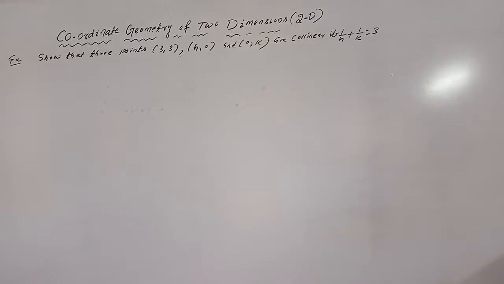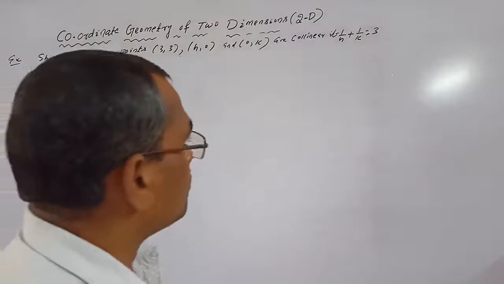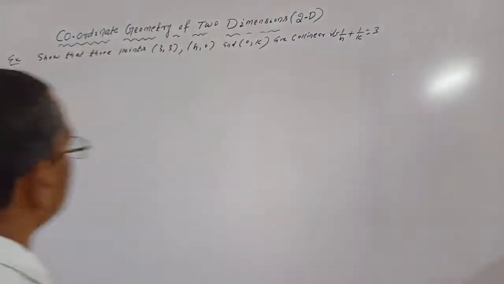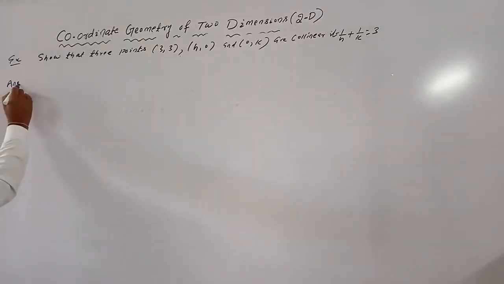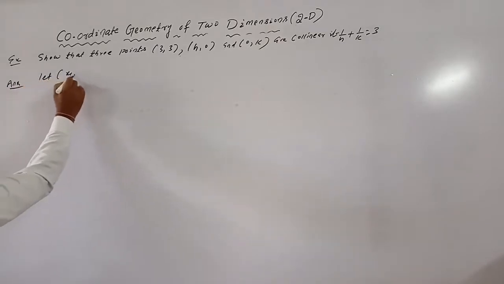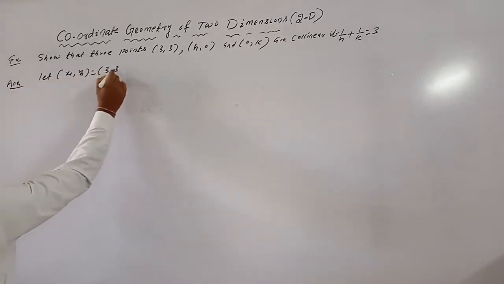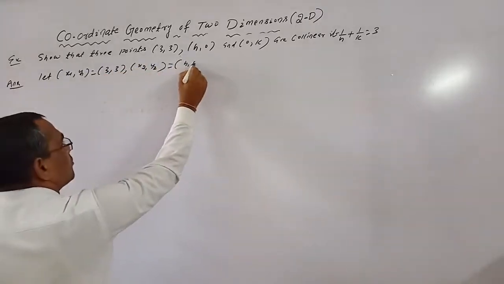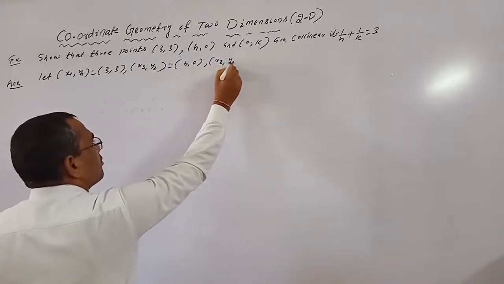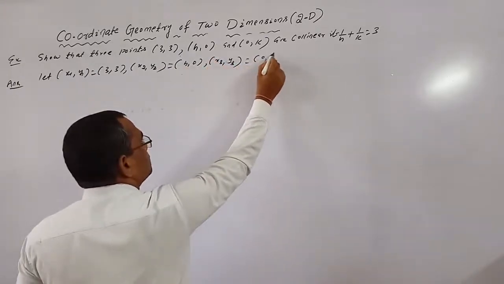Prove that the points (3, 3), (h, 0) and (0, k) are collinear if 1 by h plus 1 by k equals 3. So here we prove that 1 by h plus 1 by k equals 3, where these 3 points are collinear. 3 points are collinear means the area of the triangle must be 0. Answer: let x1, y1 equal 3, 3, and x2, y2 equal h, 0, and x3, y3 equal 0, k.